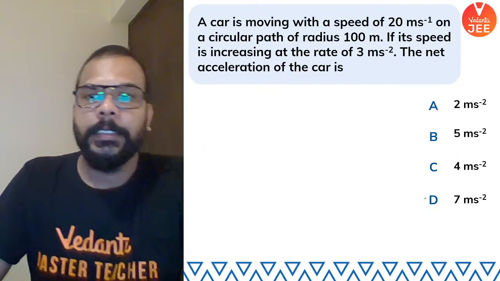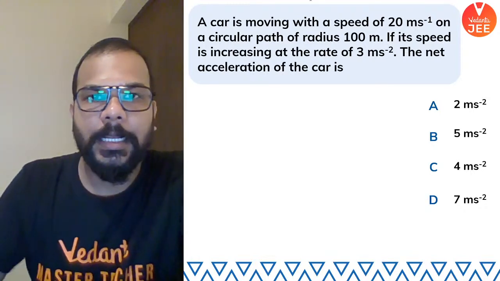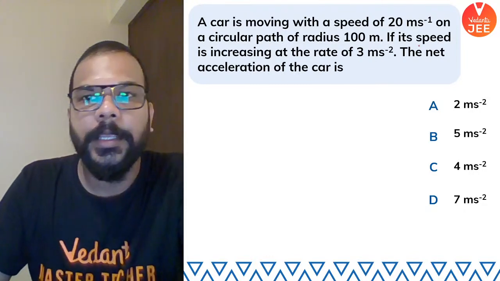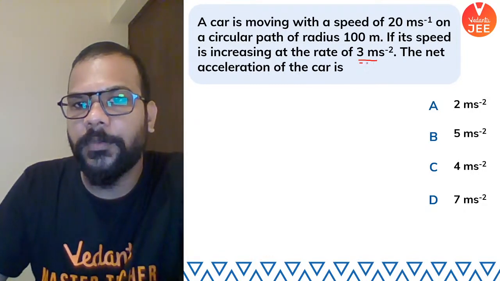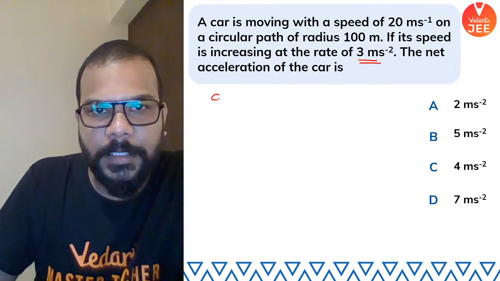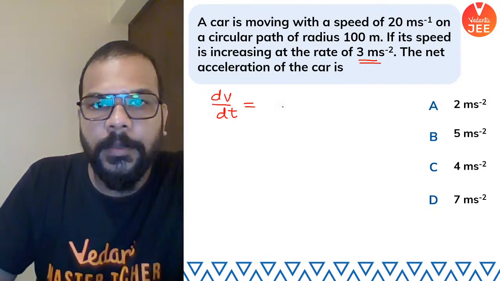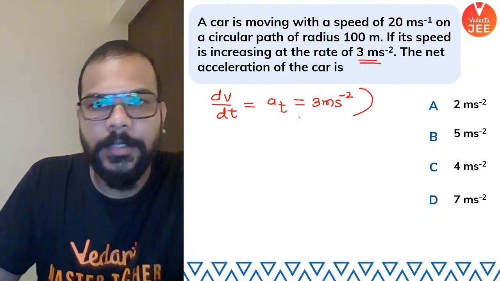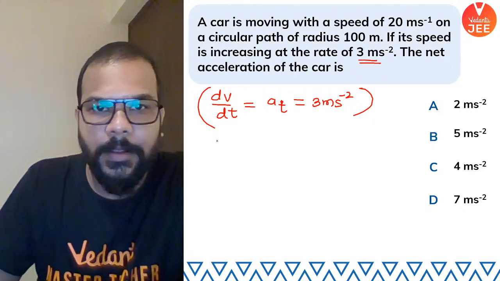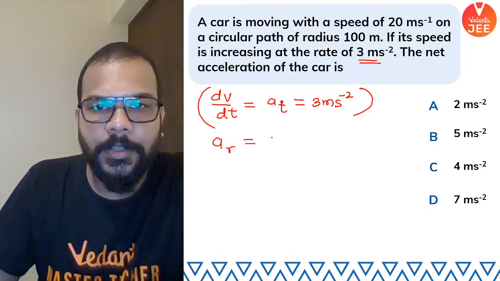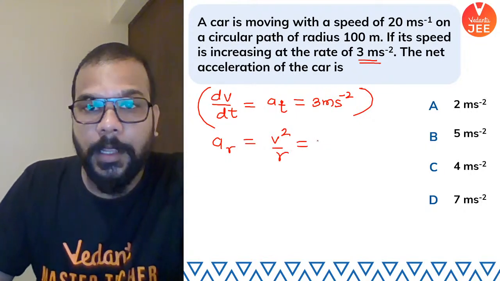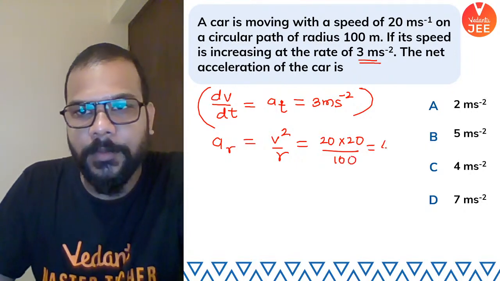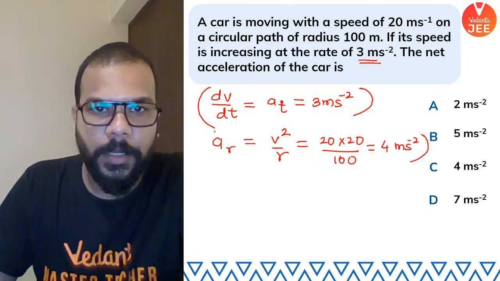This one, guys, says that a car is moving with a speed of 20 meters per second on a circular path of radius 100 meters. If its speed is increasing at a rate of 3 meters per second, that means dv by dt, which is nothing but tangential acceleration, is given as 3 meters per second square. So tangential acceleration is there. And if I calculate the radial acceleration, which is v square by r, then that is going to be 20 into 20 divided by 100. That comes out to be 4 meters per second square.